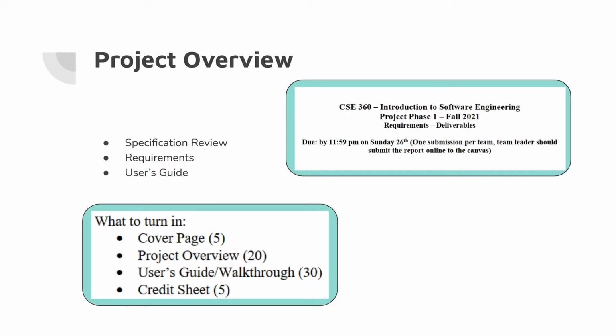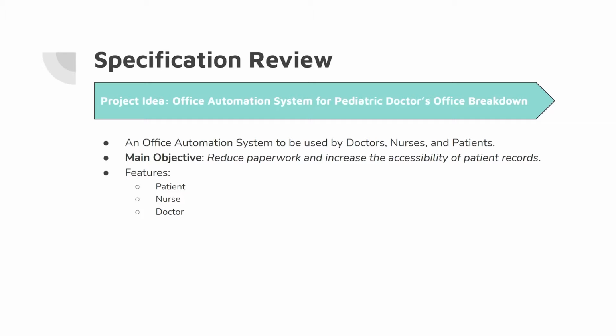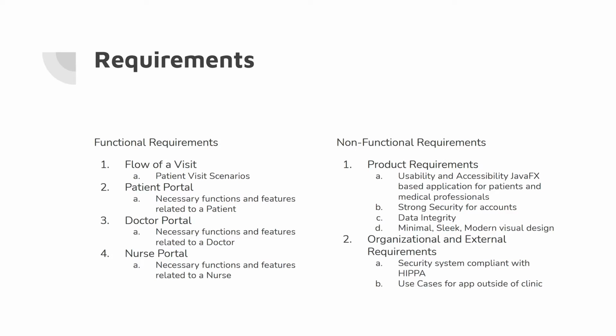Let's jump into how we broke down the specifications listed in the project description. For the specification review, we cherry-picked the most important topics notated in the project description. On screen, you'll see that we picked out the project theme, the main objective, and the necessary functional features for the patient, nurse, and doctor. This will move us into our requirements.